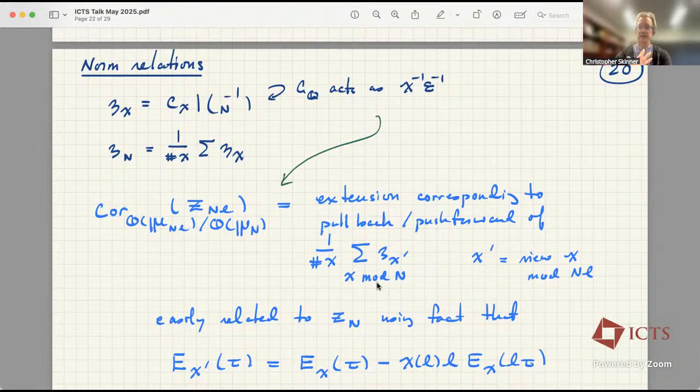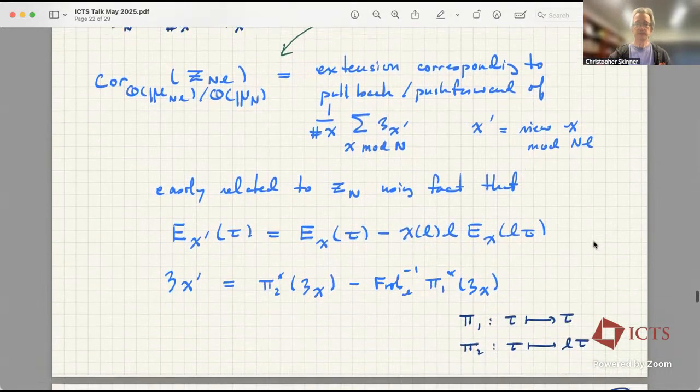But we haven't gotten back eta of the chi mod N because we're viewing these characters as mod NL. So I'm writing this as the sum over the characters mod N of eta of chi prime, where chi prime is where we view chi as giving us a character mod NL. And so the Eisenstein series for chi mod N is not quite the same as the Eisenstein series for chi prime mod NL, because there's something that's happening at L, and that's exactly where we're going to see the norm relations. And so if I looked at, in fact, let's see this.